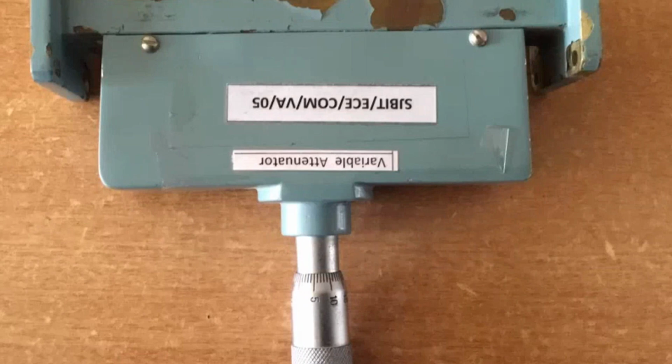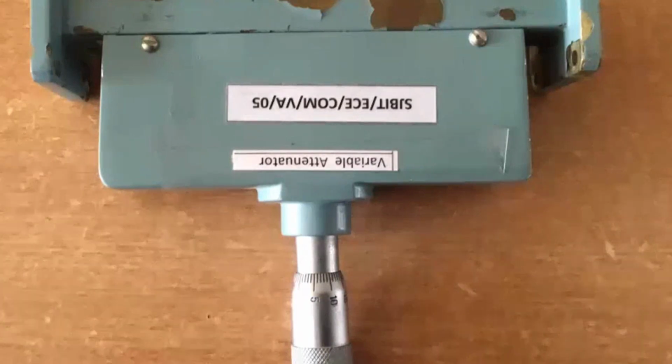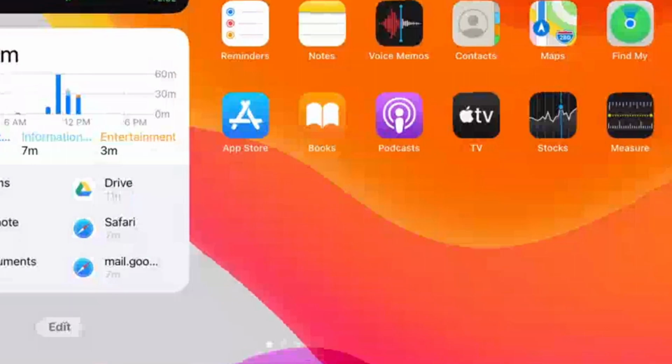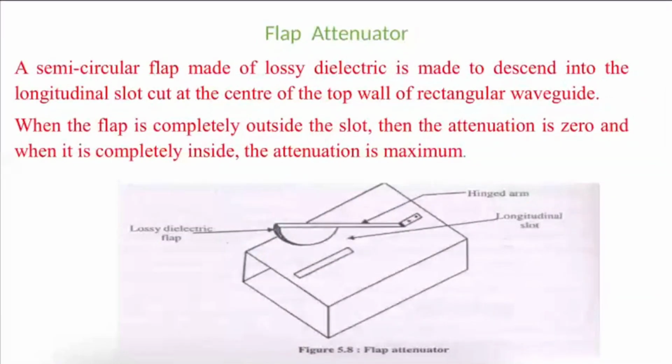Okay, so this is the type of variable attenuator which we will be using in your communication systems lab to conduct the microwave test bench experiment. So this device is the movable vane type attenuator. And coming to the second type of variable attenuator, which is the flap type of attenuator, or flap attenuator.